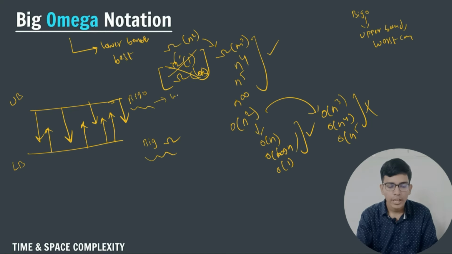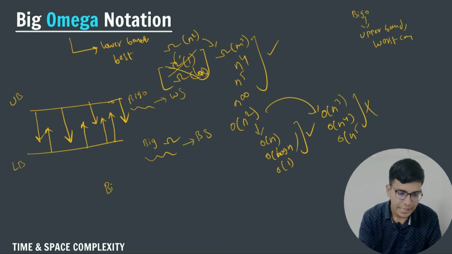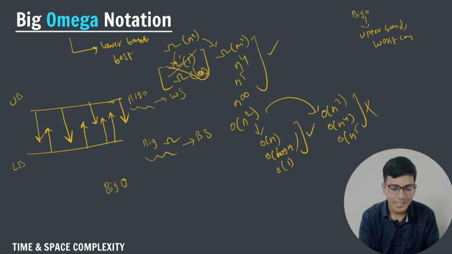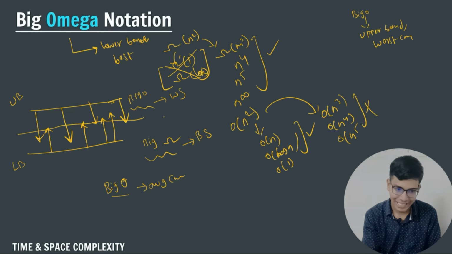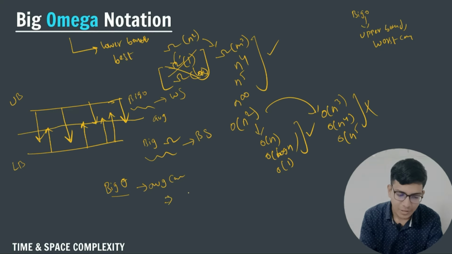So big O will give me the worst case and big omega will give me the best case. Okay, now let us talk about big theta. This is not that necessary, but I am telling you. Big theta will give me the average case. That average case might lie here. Average case means if my lower boundary and my upper boundary are the same, that particular condition we will call the average case.